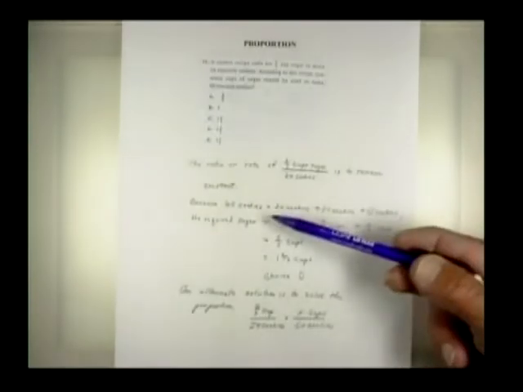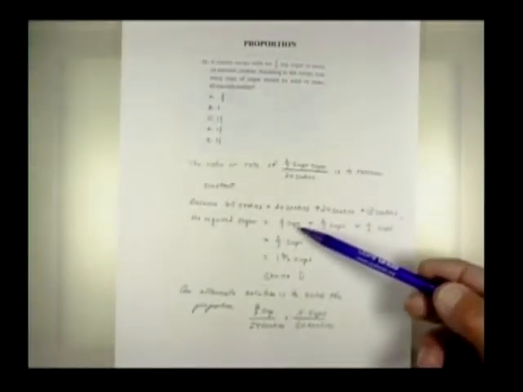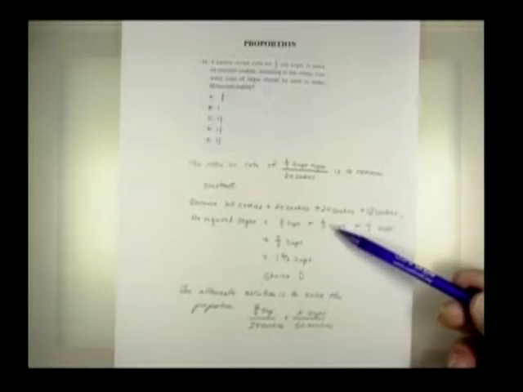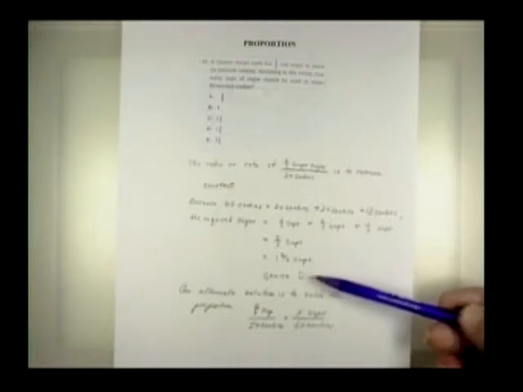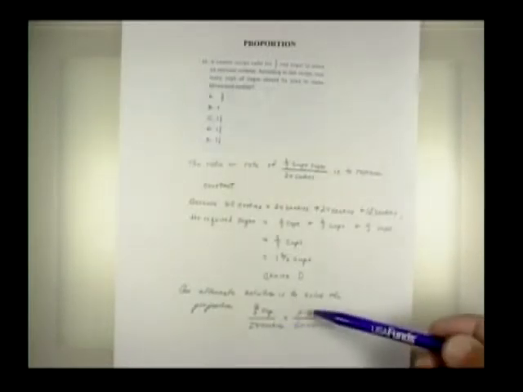Because 60 cookies is equal to 24 cookies plus 24 cookies plus 12 cookies, the required sugar can be written as 2/3 cups plus 2/3 cups plus 1/3 cup. That totals 5/3 cups, and you end up with 1 2/3, which is choice D. An alternate solution is to solve the proportion 2/3 cup is to 24 cookies as X cups is to 60 cookies.